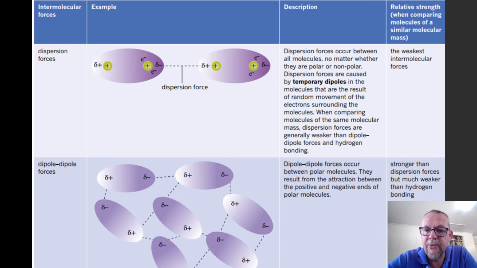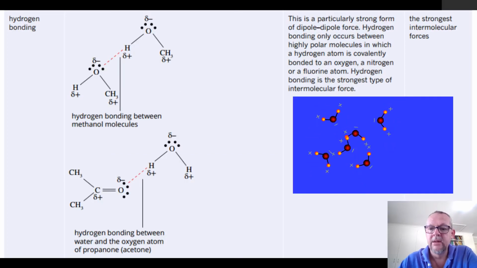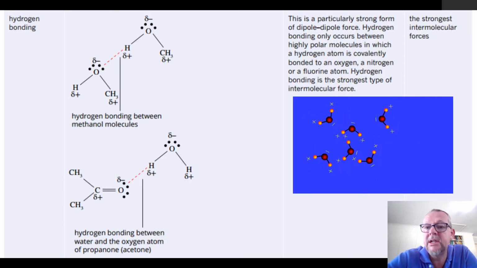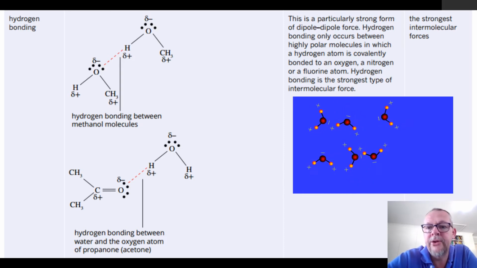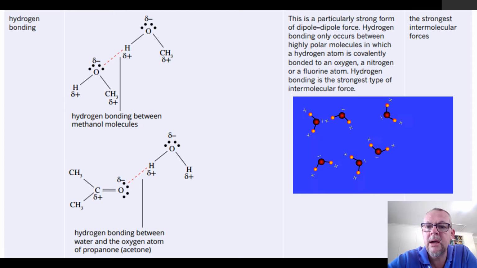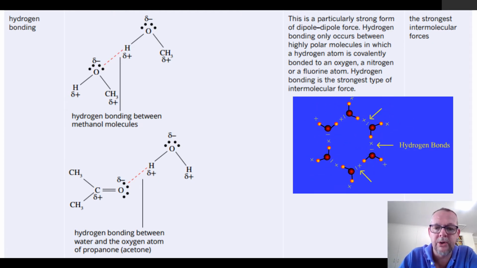Now, dipole-dipole forces occur between polar molecules and they result from the attraction between the positive and negative ends of polar molecules. They're stronger than dispersion forces, but they're much weaker than hydrogen bonds. So finally, if we think about hydrogen bonding, this is a particularly strong form of dipole-dipole force. Hydrogen bonding occurs between highly polar molecules in which a hydrogen atom is covalently bonded to oxygen, nitrogen or fluorine. So there's a big difference in electronegativity there.